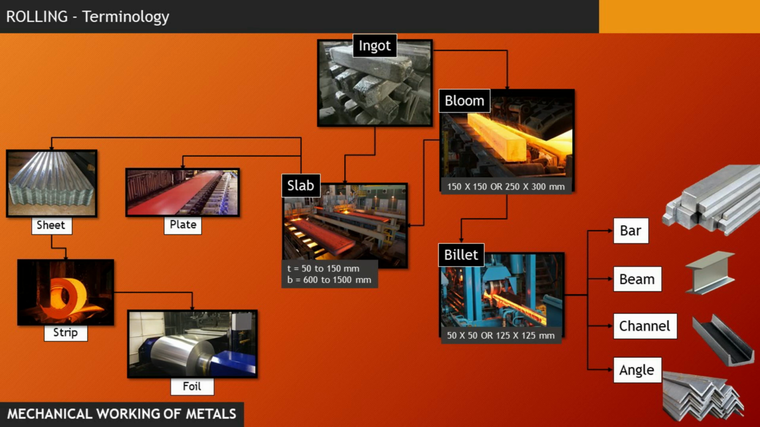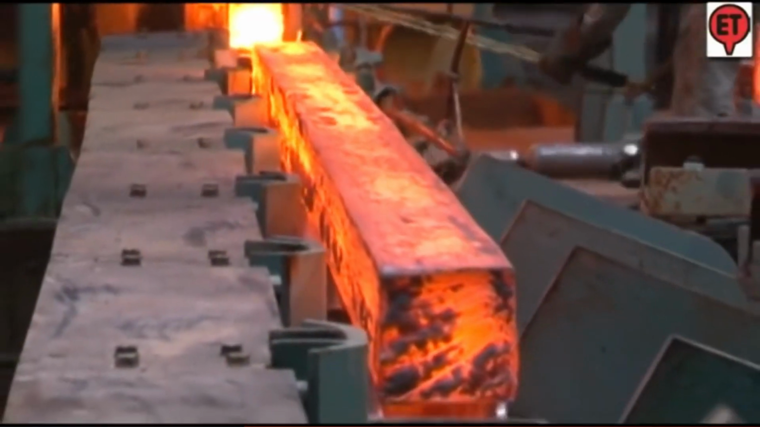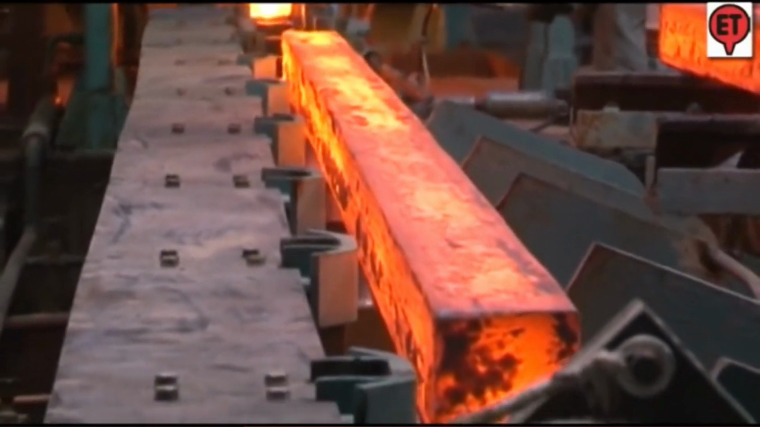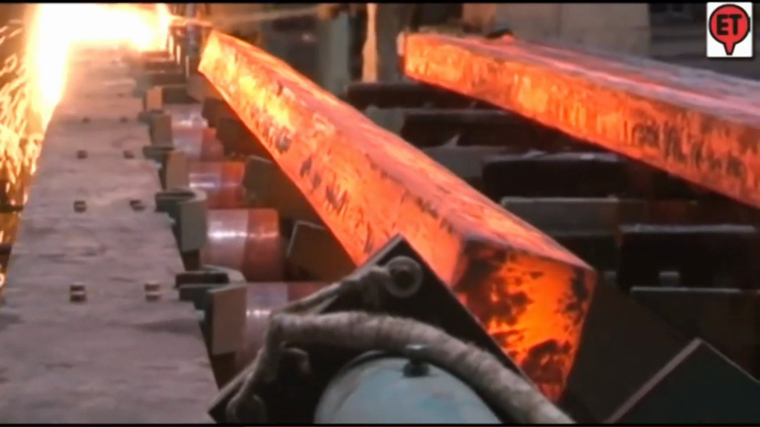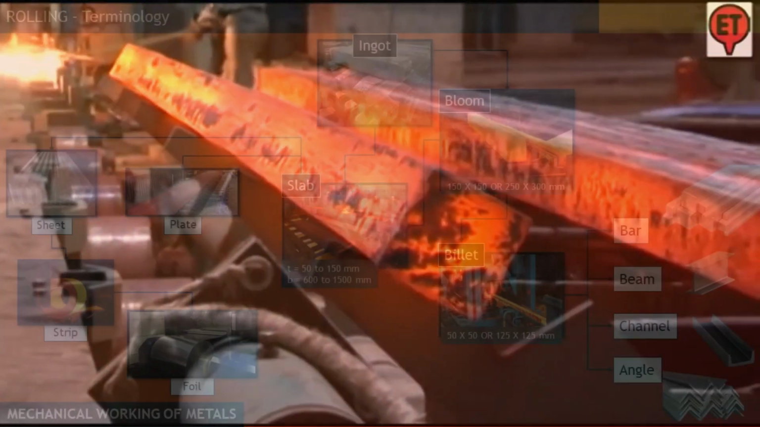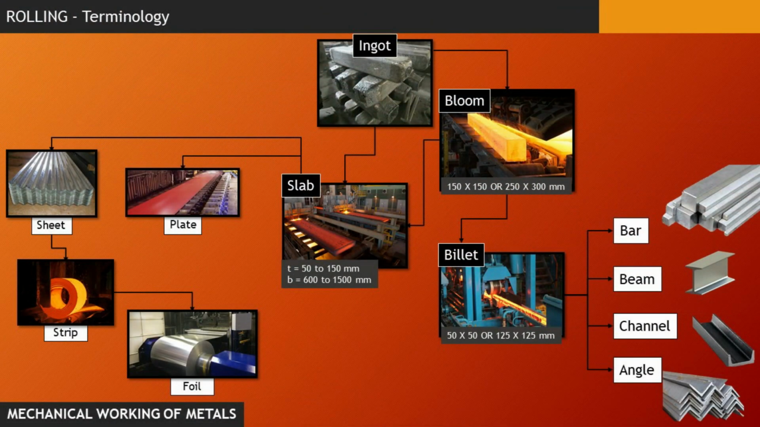Next, after the breakdown of bloom, we get billet, and these breakdowns are going on in the rolling mill. So the reduction of bloom is what a billet is. The size of this billet ranges from 50 by 50 mm to 125 by 125 mm, and it is used to make rounds, wires and bars, as well as structural shapes like I-beam and channel.